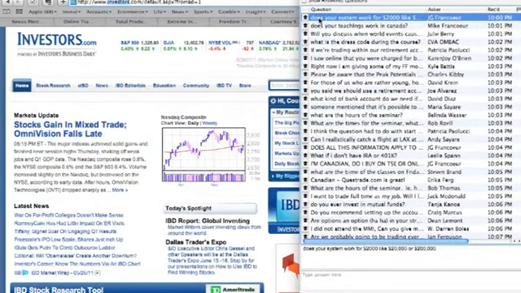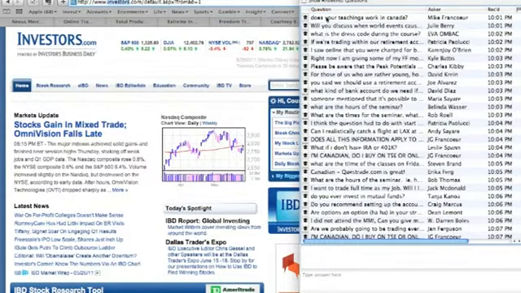Does your system work for $2,000 like $20,000 or $200,000? Yes, but the brokerage commissions will be a little more drag on your investing, and you won't be able to diversify as much with $2,000.